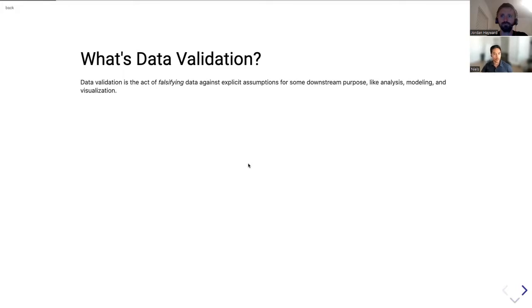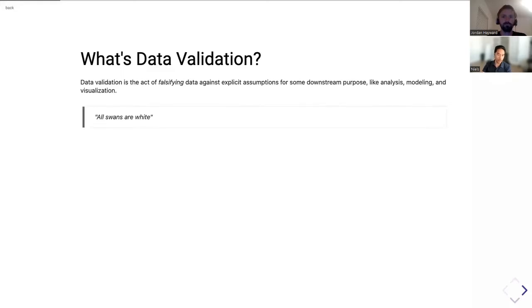So with that out of the way, data validation, to give you a high-level definition, is the act of falsifying data against explicit assumptions for some downstream purpose, like analysis, modeling, visualization. And so if I take this statement, say a hypothesis about swans, and say all swans are white, one way of verifying this claim is to go out into the world and find all instances of swans and confirm that they are all white.